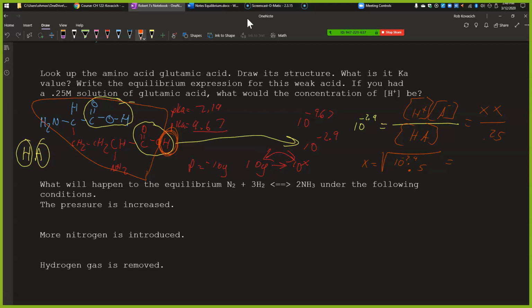So 10 caret negative 2.9 times 0.25, close parentheses, and just to be safe, I'm going to parenthesize the exponent. Perfect. So I get 0.025. So that's going to be the concentration of X, which in this case is going to be equal to the concentration of H+, which is what we were looking for.